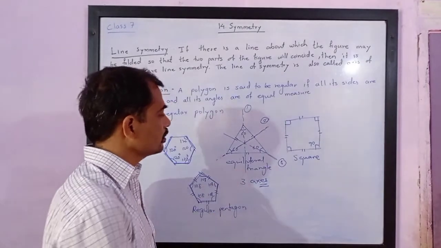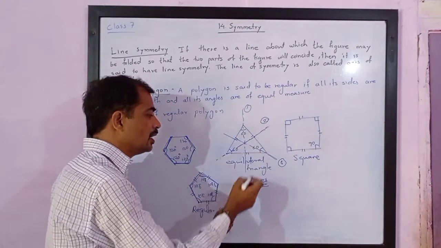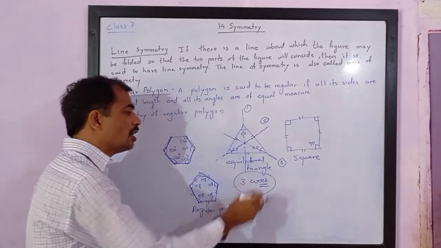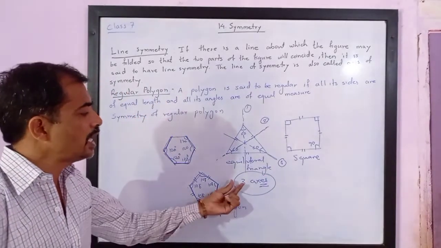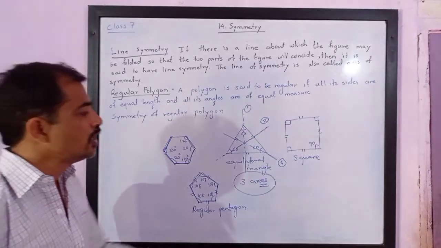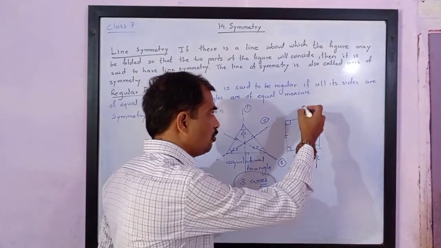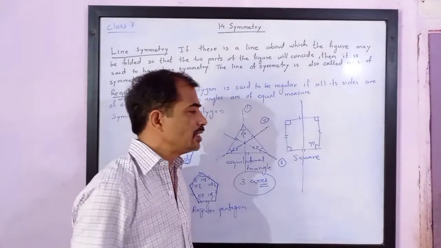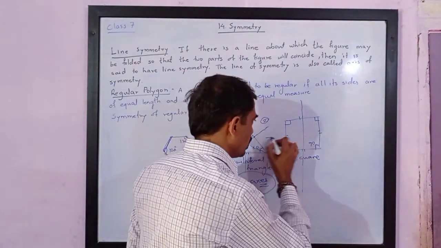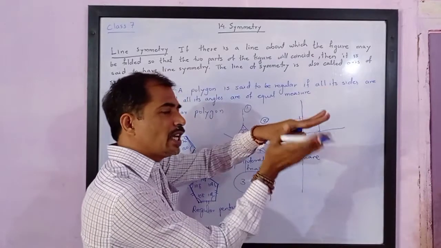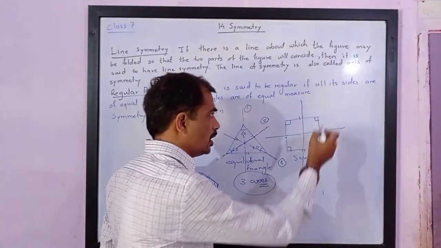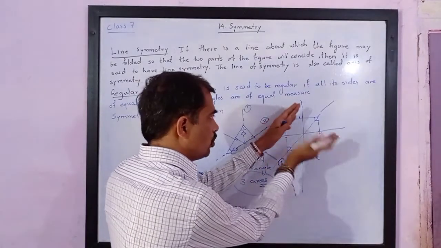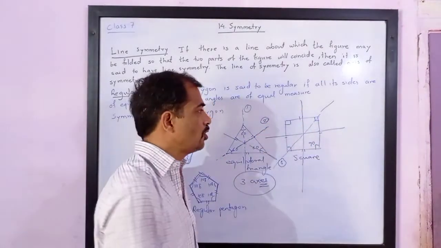So here, an equilateral triangle, which has 3 sides, has 3 lines of symmetry or 3 axes of symmetry. Now if you take a square and fold it along this line, all parts will exactly match. If you fold along this line, you will also notice that all parts exactly coincide. If you fold along this line diagonally, then also all parts will exactly coincide.